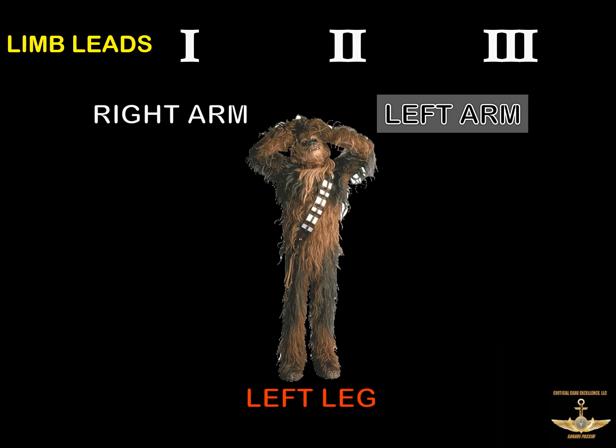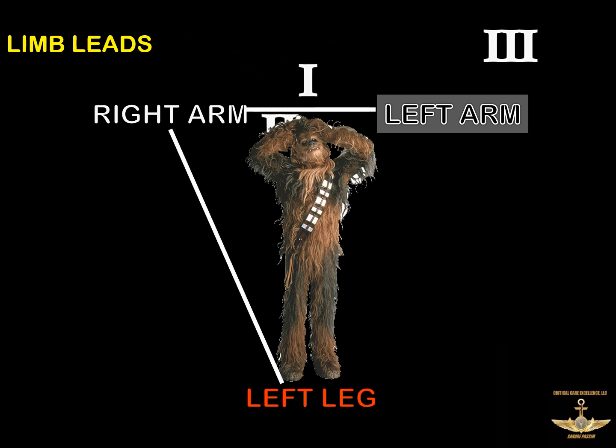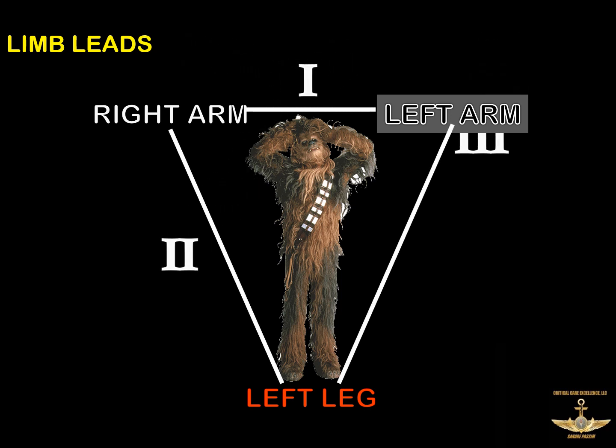But if you look at your body or the patient's body in terms of this triangle, right arm, left arm, and leg, then we can kind of plot out where these leads go. So lead 1 is up there at the top between the right arm and the left arm. Lead 2 is between the right arm and the left leg. And lead 3 is between the left arm and the left leg. And you can see this kind of forms a triangle. Well, that triangle has a name.